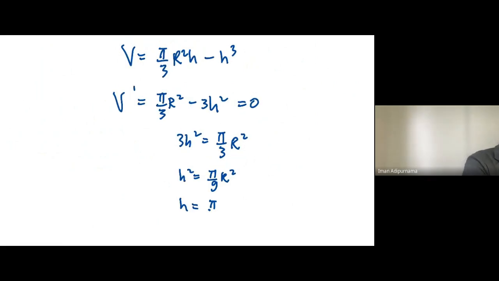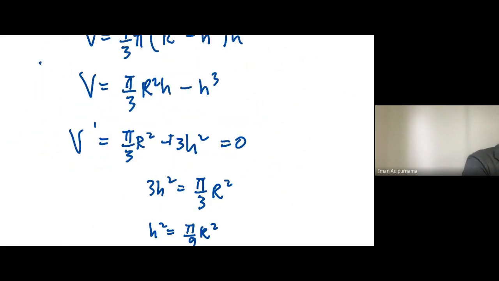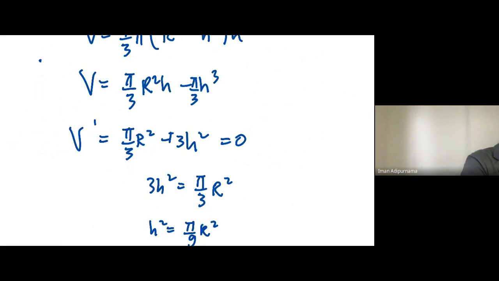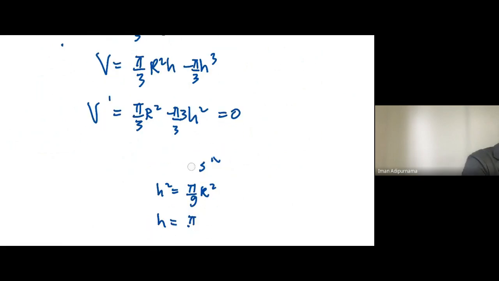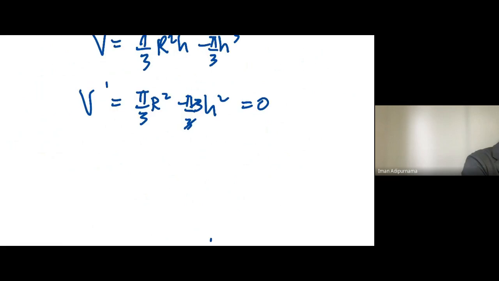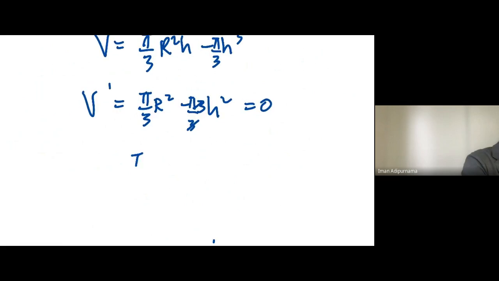I think I need to make this pi. Oh, wait. I need to make this pi over 3. Pi over 3. Let me correct this mistake. So this will be, or maybe, pi over 3 times r squared minus 3h squared. I think that will be better.